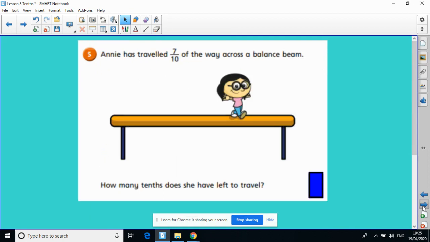Now Annie has travelled 7/10 of the way along this balance beam. How many more tenths does she have to travel to get to the whole one? 7, 8, 9, 10. She travels 1, 2, 3 more tenths. 3/10 to travel the whole way across the balance beam.